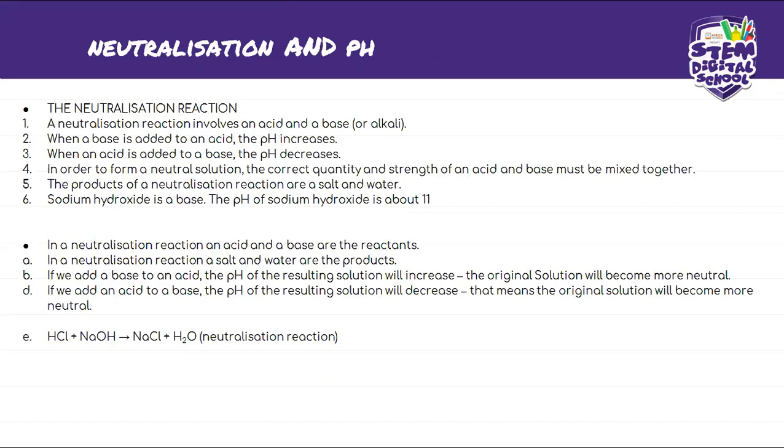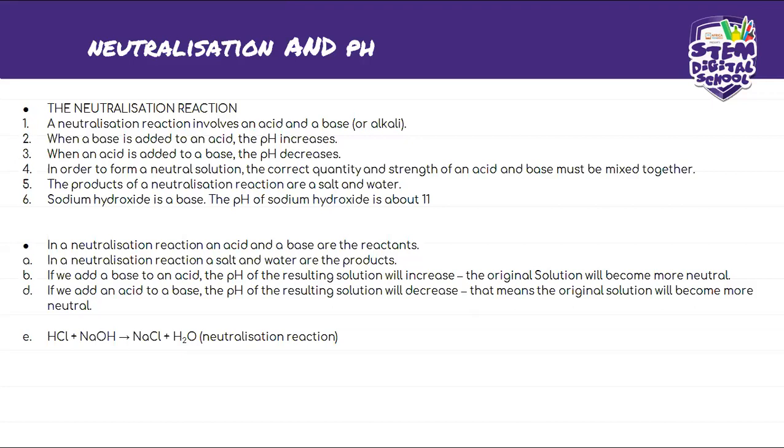Then we looked at the relationship between the reaction and the pH, and we learned that acids and bases will react together to give us a neutralization process. A neutralization reaction involves an acid and a base or alkali. Remember, an alkali is a base, but it's a soluble base. When a base is added to an acid, the pH increases, and when an acid is added to a base, the pH decreases.